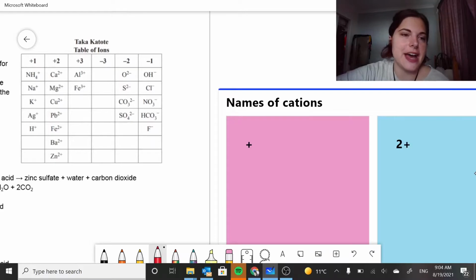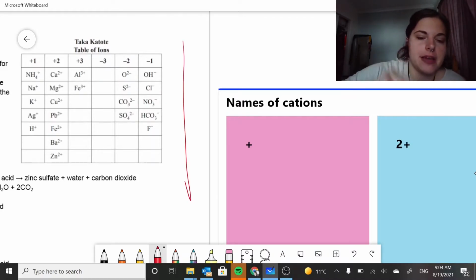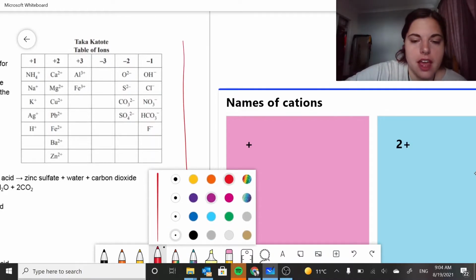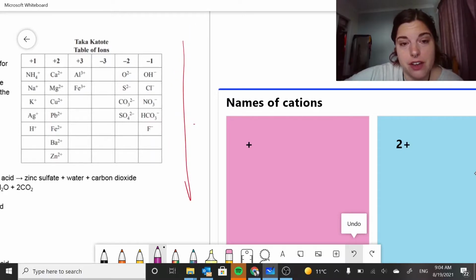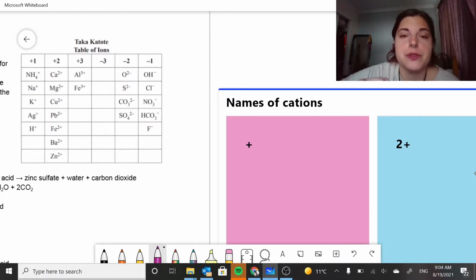Now the next section that will help you with this, and thankfully it gets shown to you in the exam, is this table of ions. With our table of ions, we're going to be shown the symbols, but we will not be told the names. You need to use your memory and a little bit of practice to be able to figure out what these ions are.